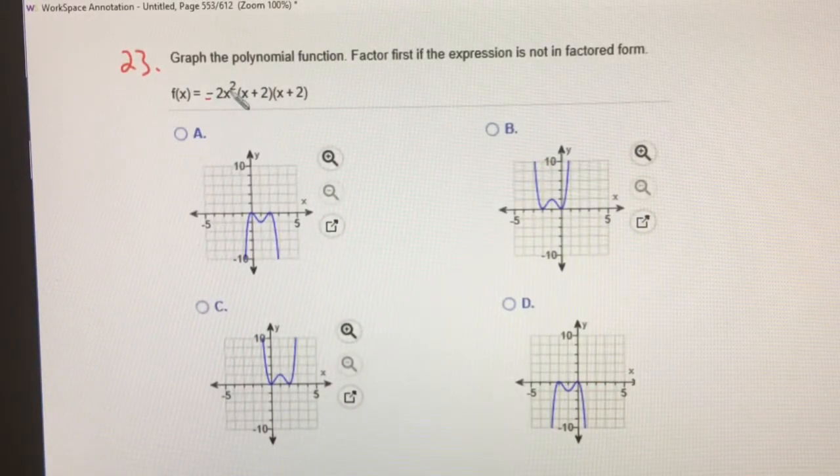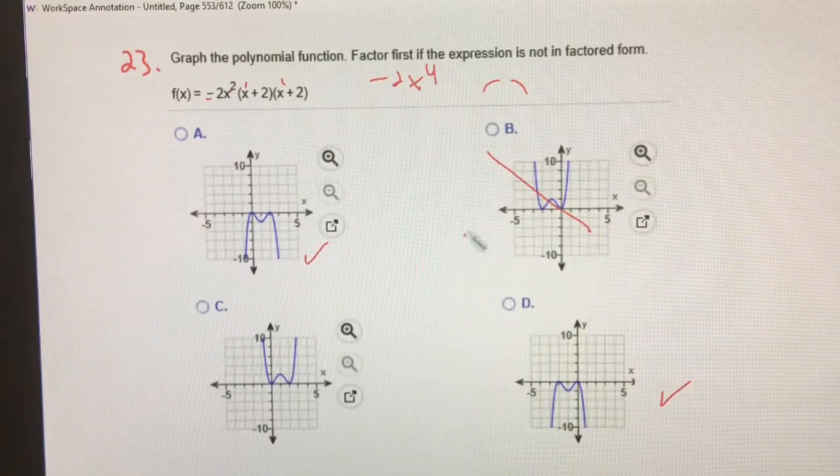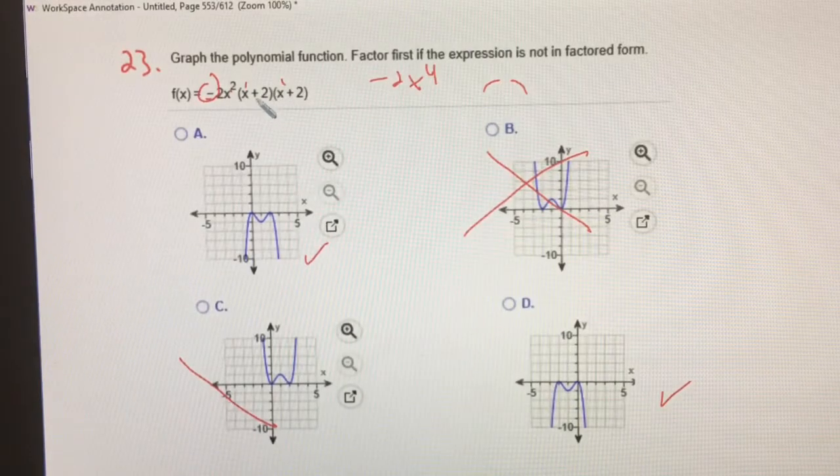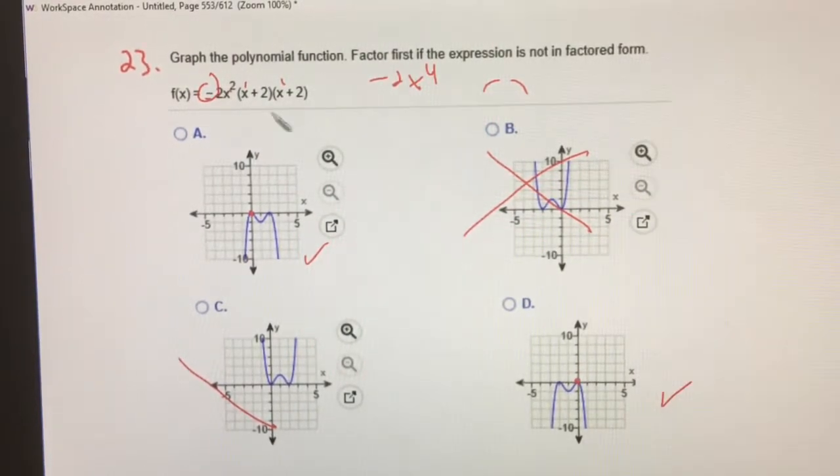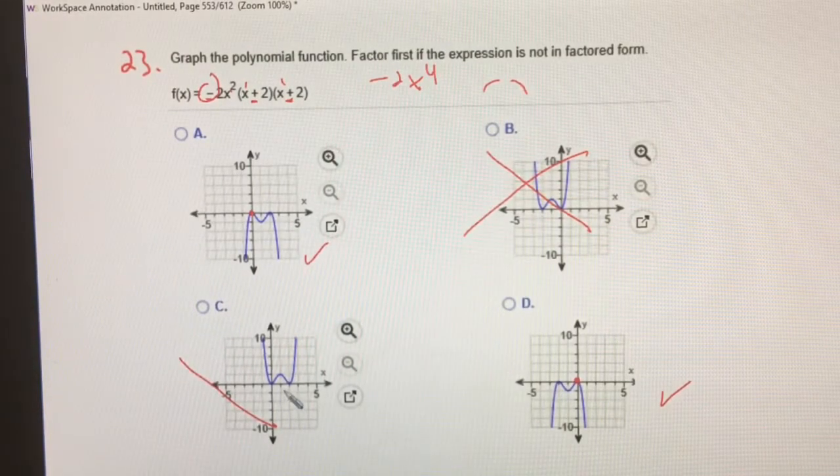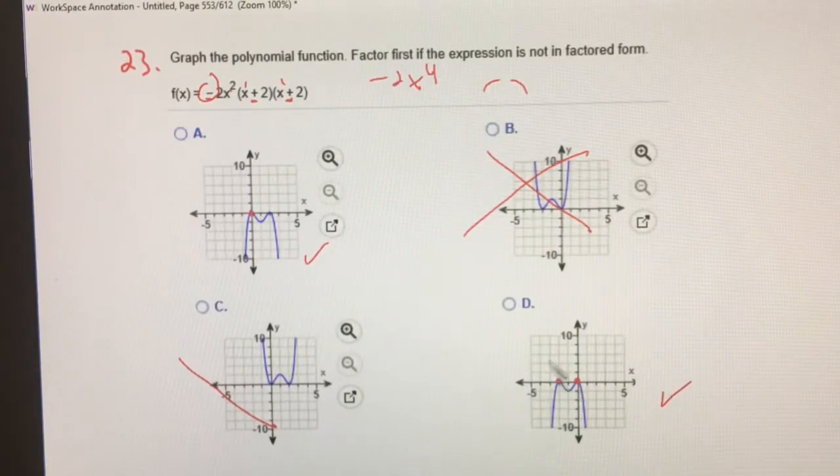Negative x squared, x to the third, x to the fourth. It's going to be negative 2x to the fourth is the overall equation. That's going to be down on the left, down on the right. It is now a toss-up between choice A and D, all because of that negative. Now, I notice it goes through 0 and it's squared, so it touches and turns at 0. Well, that one touches and turns at 0 again. It also touches and turns at negative 2. And it has to be choice D.